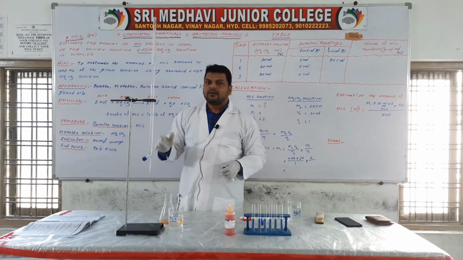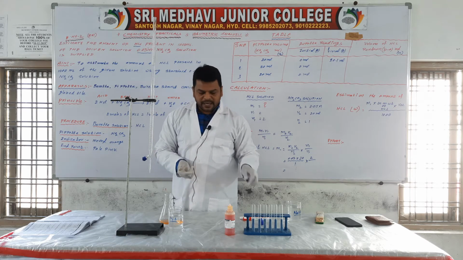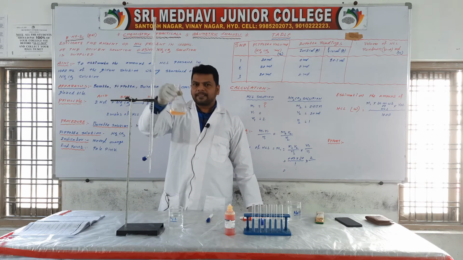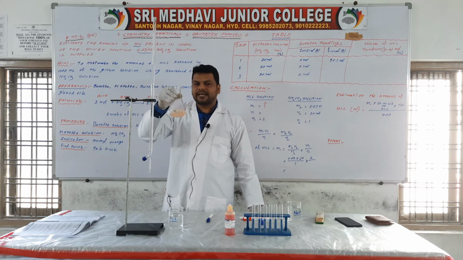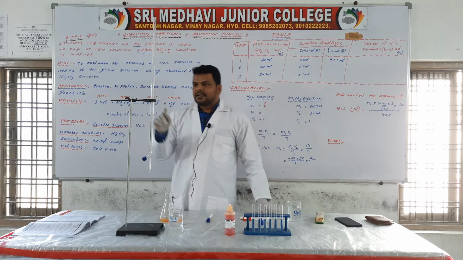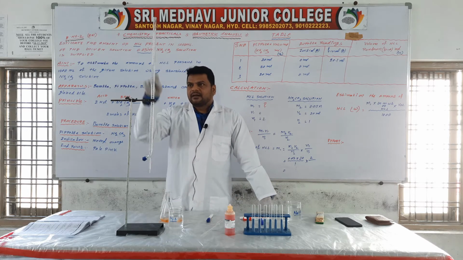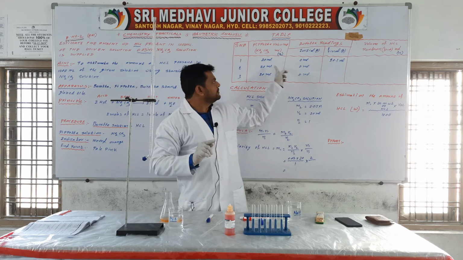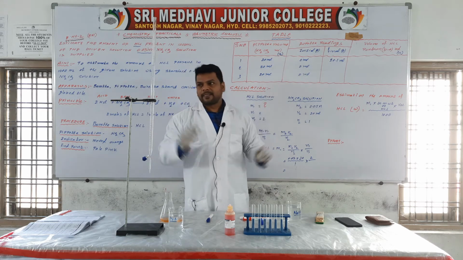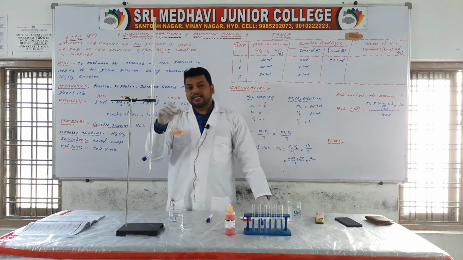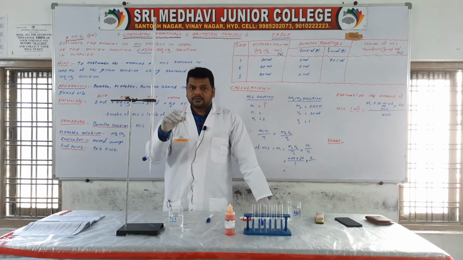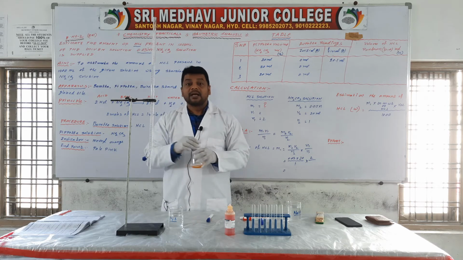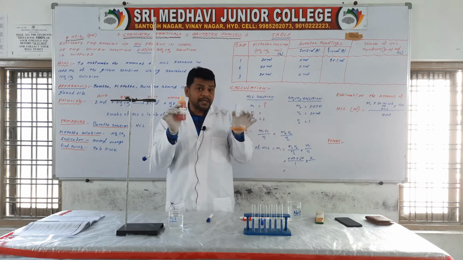Then once again I am doing this experiment. And this is the end point of the titration. So first we take hydrochloric acid into the burette and note the initial reading, that is 0 ml. Then take 20 ml of sodium hydroxide with the help of a pipette into the conical flask and add one or two drops of methyl orange.